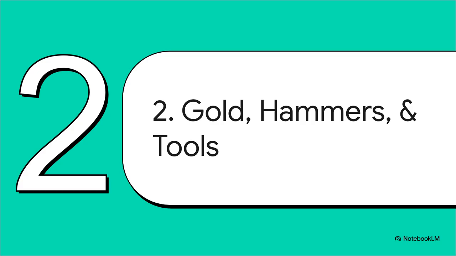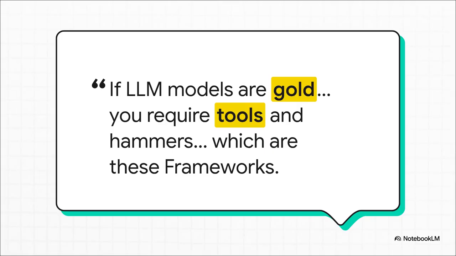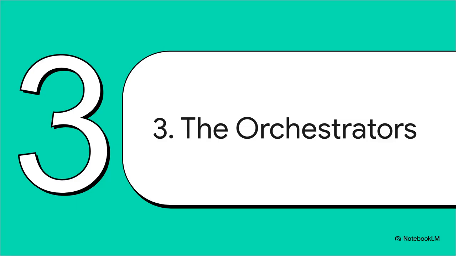Well, there's actually a perfect analogy for this that makes it all click. Okay, imagine LLMs are like discovering a massive gold vein. The gold itself? Incredibly valuable, but you can't just walk up and pick it up with your bare hands. You need tools, right? You need pickaxes and hammers and carts to actually mine that gold and turn it into something useful. Well, those tools, those are the frameworks. They are literally the tools you use to extract the value from the AI. All right, let's open up this toolbox.